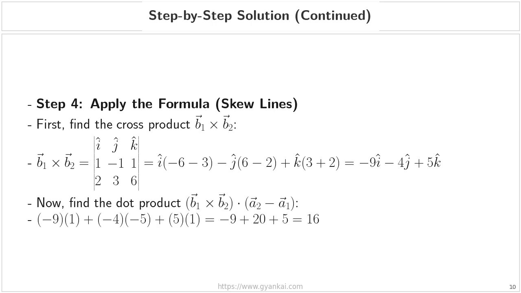Next, we need to find the dot product of this new cross product vector and the vector difference we calculated in the previous step, which was a2 minus a1. We take the components of our cross product and multiply them by the corresponding components of our difference vector: negative 9 times 1, negative 4 times negative 5, and 5 times 1. When we sum these up, we get negative 9 plus 20 plus 5, which simplifies to 16. We'll use this value of 16 in our final step to find the actual distance.